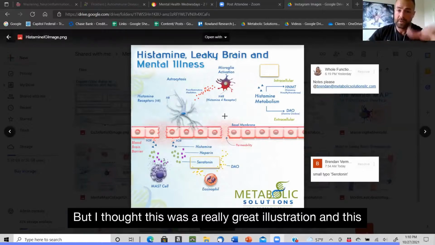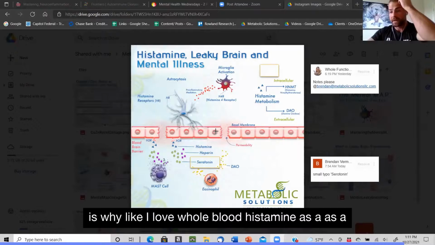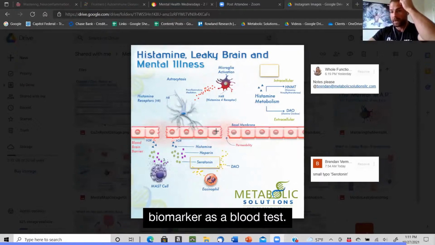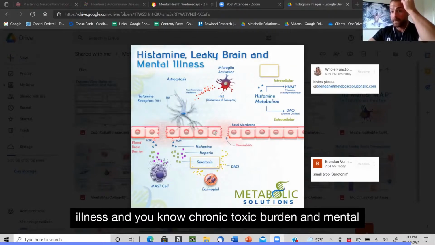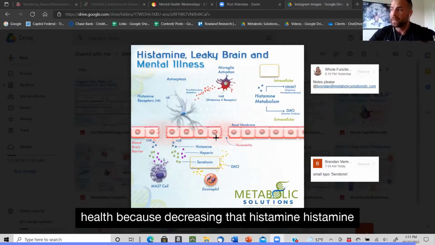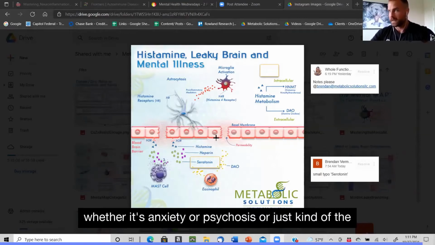But I thought this was a really great illustration. And this is why I love whole blood histamine as a biomarker, as a blood test. I think it's so relevant for any of our chronic complex illness, chronic toxic burden, and mental health. Because decreasing that histaminergic load, I think, can be so therapeutic for anxiety or psychosis or just the whole shebang.